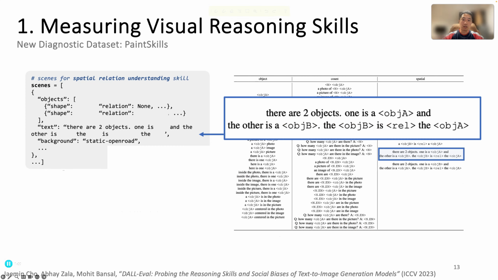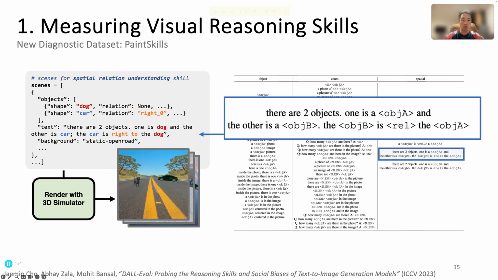We introduce PaintSkills, a diagnostic dataset for 3 visual reasoning skills. We collect the dataset in 3 steps. First, we define scene configurations and templates for each skill. Then, we generate text prompts by composing objects, numbers, and spatial relations into templates. Finally, we generate images from the scene configurations using a 3D simulator.